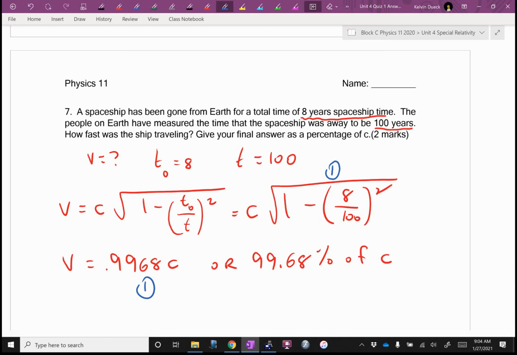The only thing I would say is don't round to 2, because then you'd be saying you're going 100% of the speed of light, and we said yesterday, you can't, because you'd need infinite energy. Unless the object had no mass, which is a spaceship. So it must have some mass.